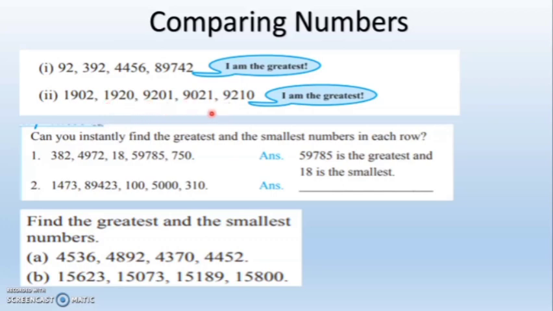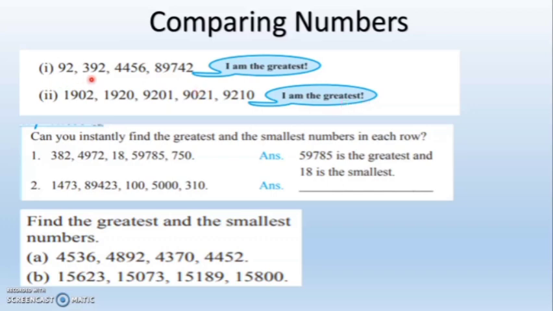Now we have 3 numbers having first digit as 9. Let's see the second digit. Here it is 2, here it is 0 and here it is 2. So we can cancel this one because here it is 0. 0 is lesser than 2. So now we are going to compare just these two numbers. Here the third digit is 0, whereas here the third digit is 1. That is why this number is the greatest number. I hope you understood this method.